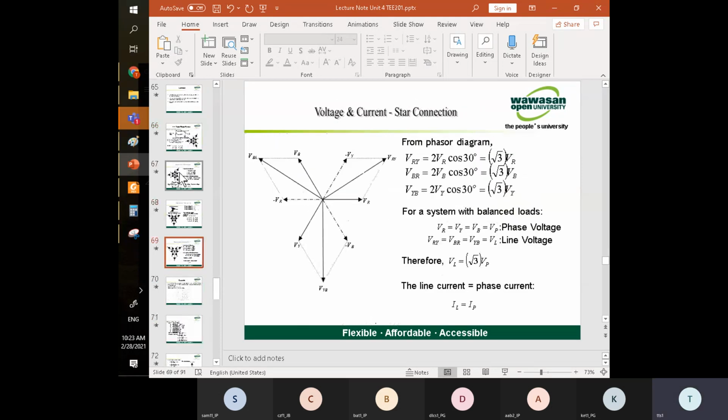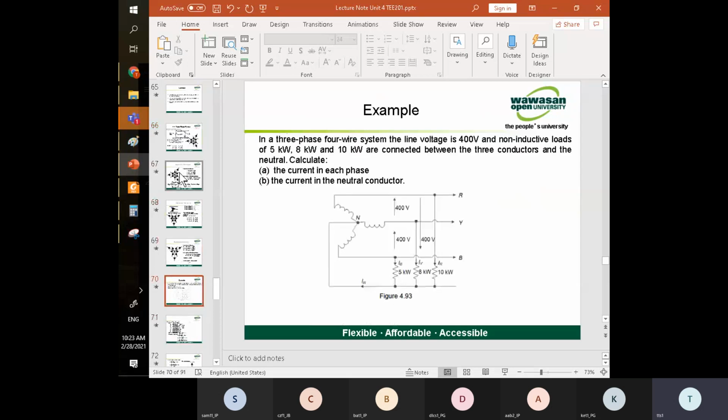So this is usually how it looks in the exam question. We have three phases in the star connection, one neutral, and this three phase is powering three loads. In this case it's very nice: three purely resistive loads. I ask you to find the current going through each phase, and the current in the neutral conductor, to find whether it's balanced or not.